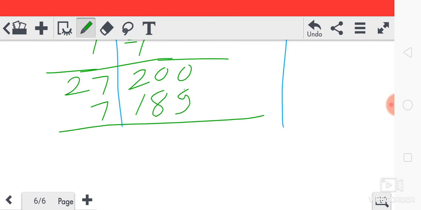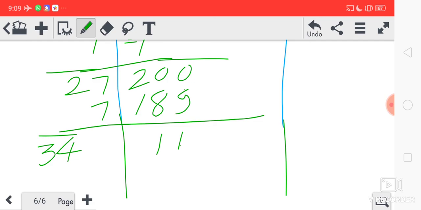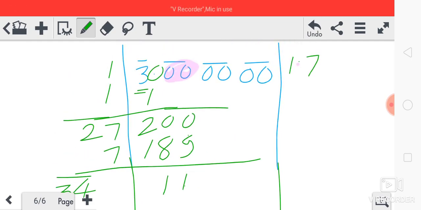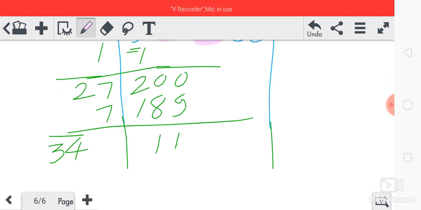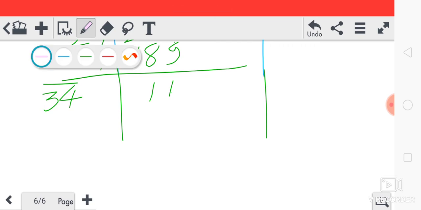Now 200 minus 189, how much will we get here? 10 minus 9 is 1, again 10 minus 8, 9 minus 8 is 1, 11. Now this 27 and 7 we will add, how much will we get? 34. Okay, now after this 20, it's the turn of the next 20. This 20 will come down, so we are writing here 20.